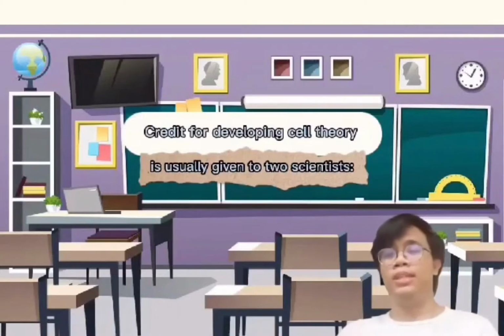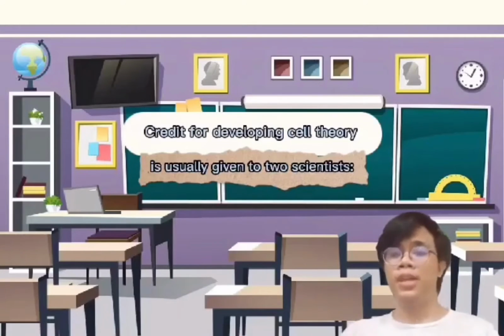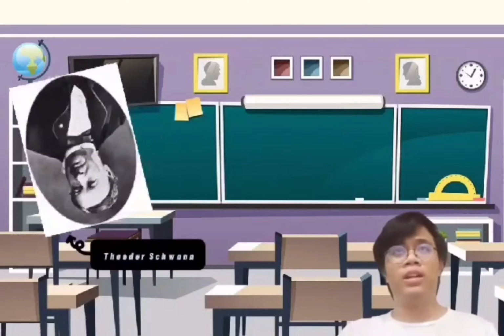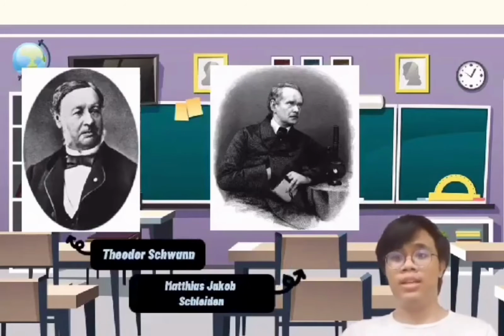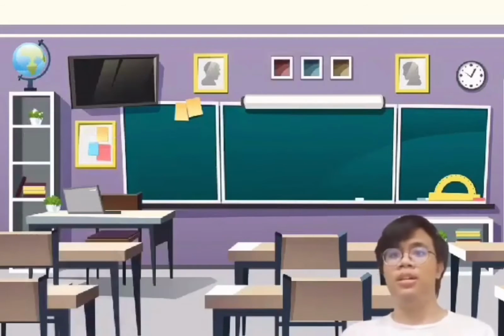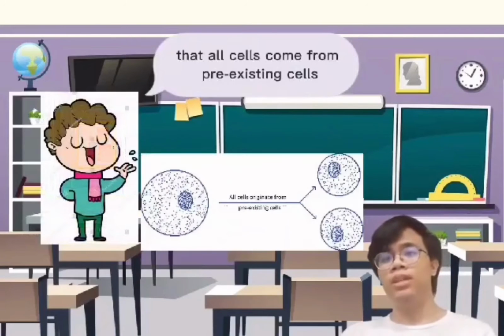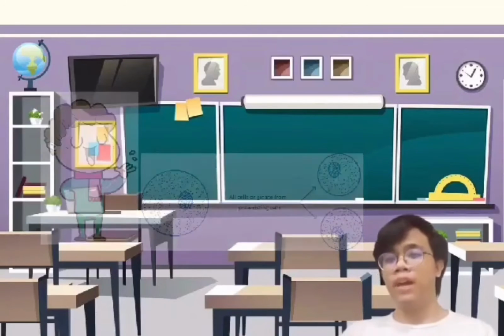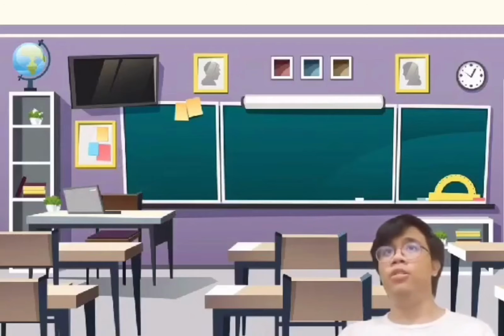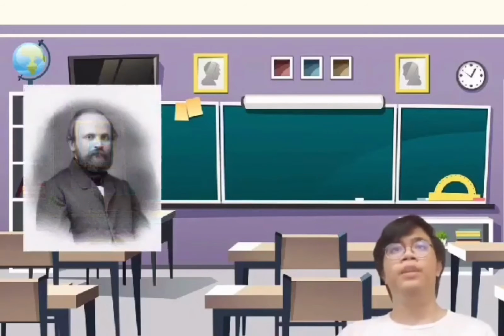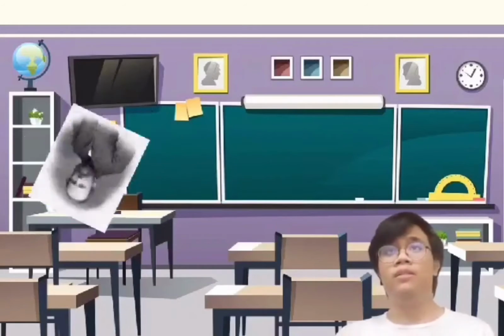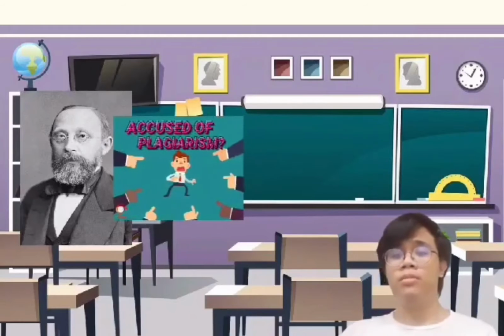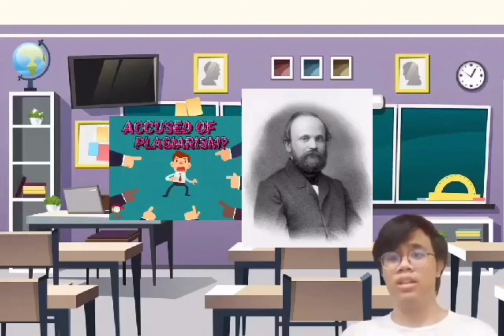Credit for developing cell theory is given to two scientists, Theodor Schwann and Matthias Jacob Schleiden. However, the idea that all cells come from pre-existing cells had in fact already been proposed by Robert Remak. It has been suggested that Virchow plagiarized Remak and did not give him credit.